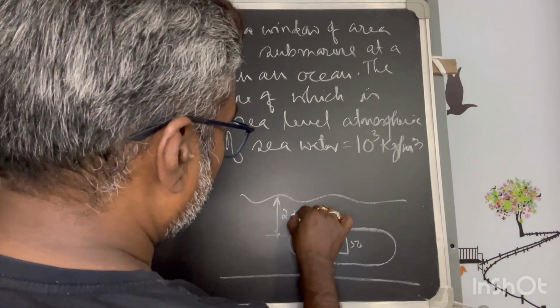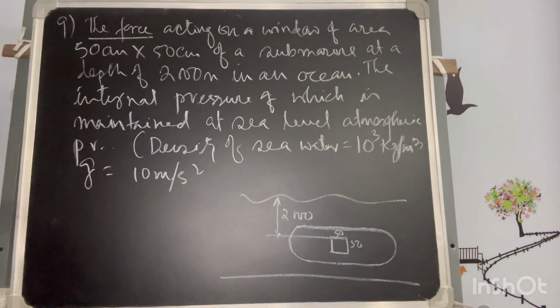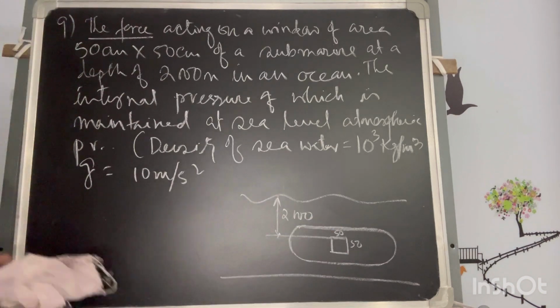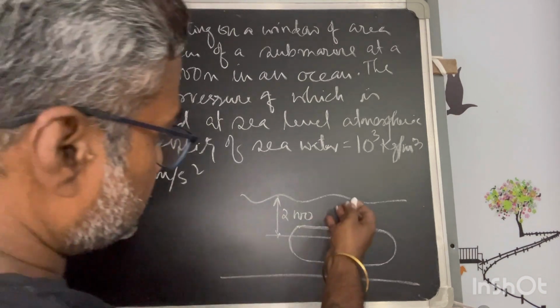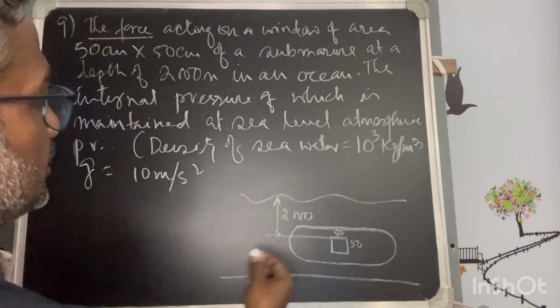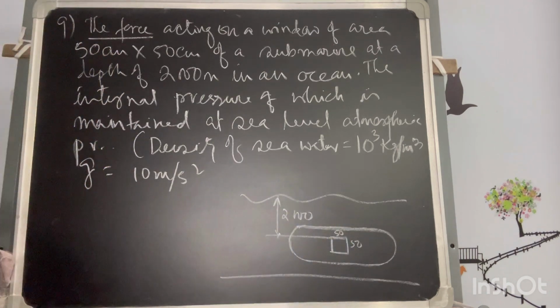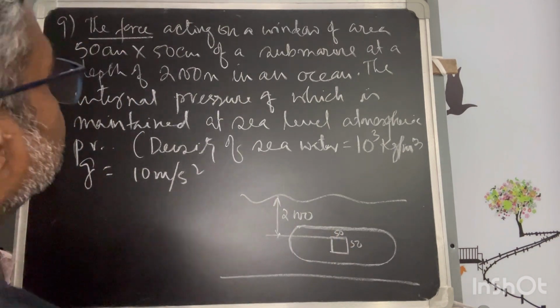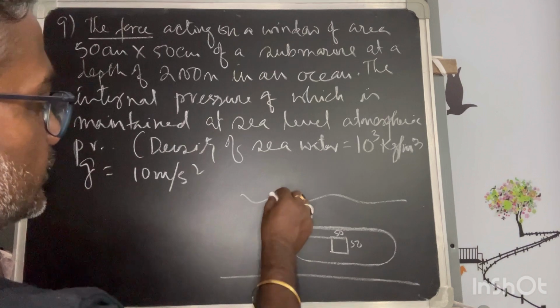As this is given 2000 meter, almost 2 kilometer, and with respect to the dimension of the submarine and the window is almost negligible. If I take from this side or this side, negligible, so we can take that the height is 2000 meter from the sea level.